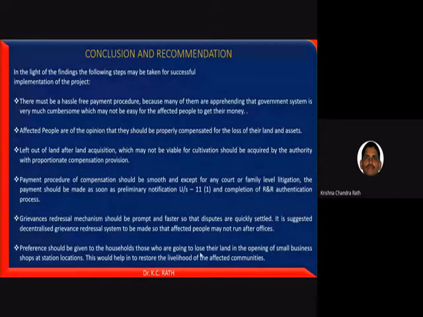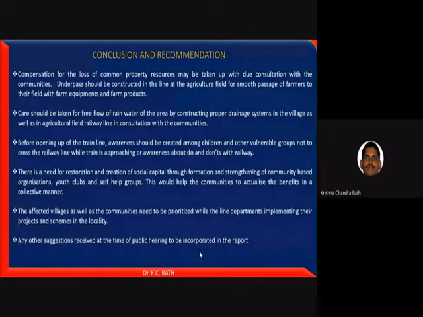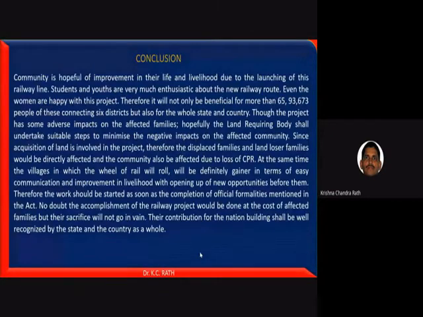These are the conclusions from the people's side. These are the core conclusions of that case study. The community is hopeful of improvement in their life and livelihood due to the launching of this railway line, etc. Students and youths are very much enthusiastic about the new railway route. Even the women are happy.